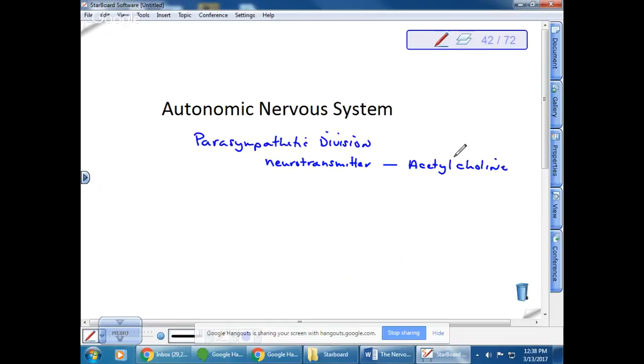Okay, so acetylcholine is short acting because we have an enzyme that breaks it down when it's released into the synapse. And it's broken down by acetylcholine esterase, which means that it's rapidly degraded. So it's relatively short acting.